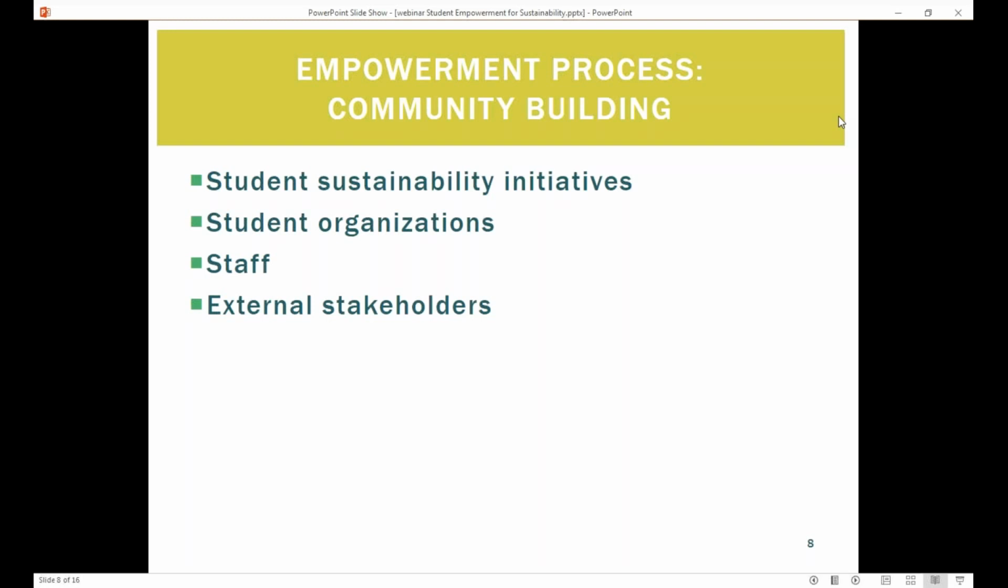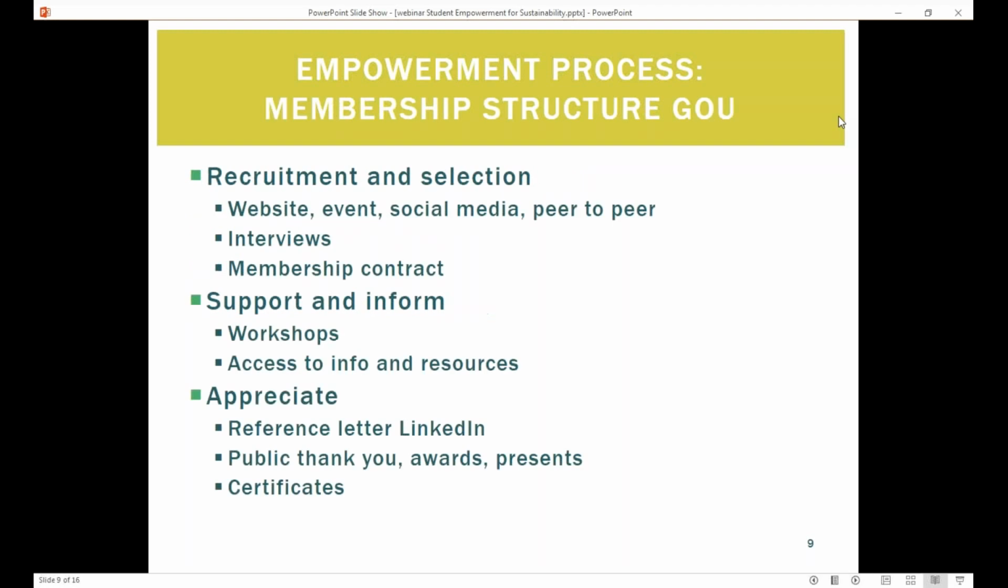And then in the next 2 slides, I will explain a bit more about the volunteer or membership structure of the Green Office Utrecht, because they have one of the best empowering environments of the 3 cases. It's similar to the one of the Green Office VU. Actually, the Green Office Utrecht took it from the Green Office VU, but since I looked at Utrecht, I took it from them. So here are the 3 pillars: recruitment and selection, support and inform, and appreciate.